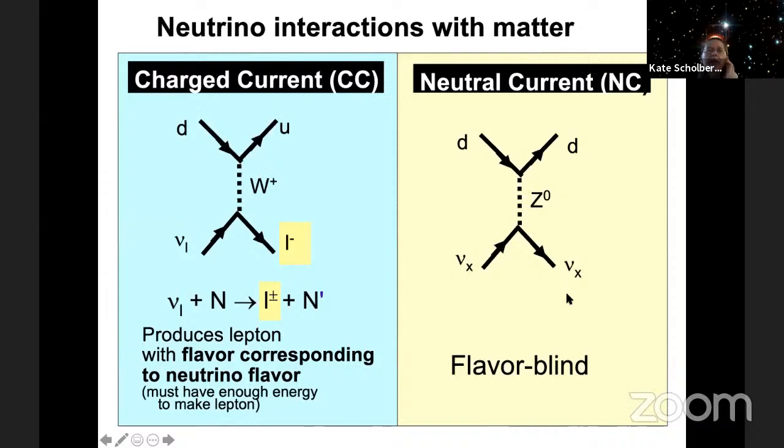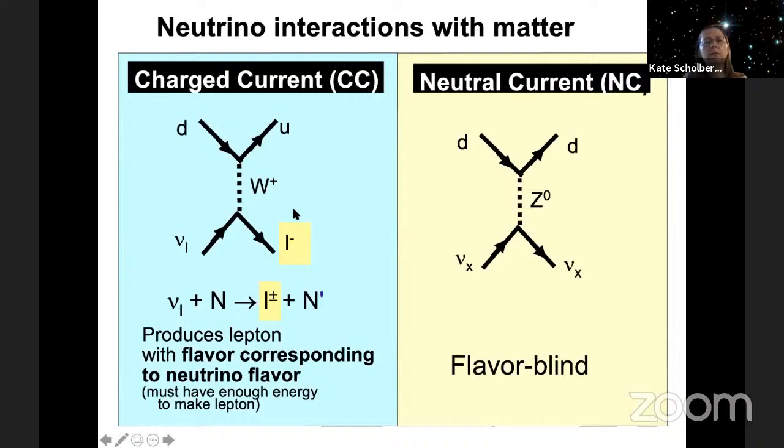Okay, so let me just recap now. How do neutrinos actually interact with matter in this energy range, or in general, in fact? So there's really two kinds of neutrino interactions. There's charged current, and the feature of this is that the neutrino has a particular flavor, and the final state lepton, so this lepton is an electron, a muon, or a tau, has the same flavor as the neutrino that came in. And so this allows you to tag the flavor of the neutrino.